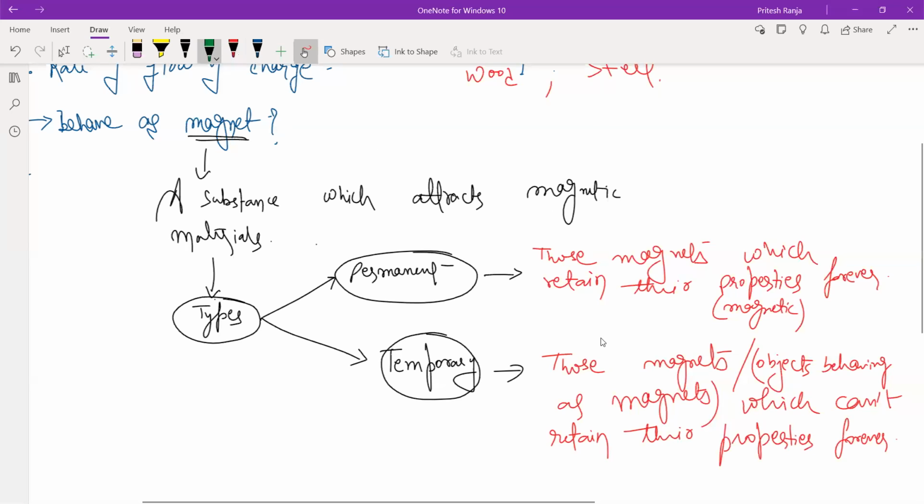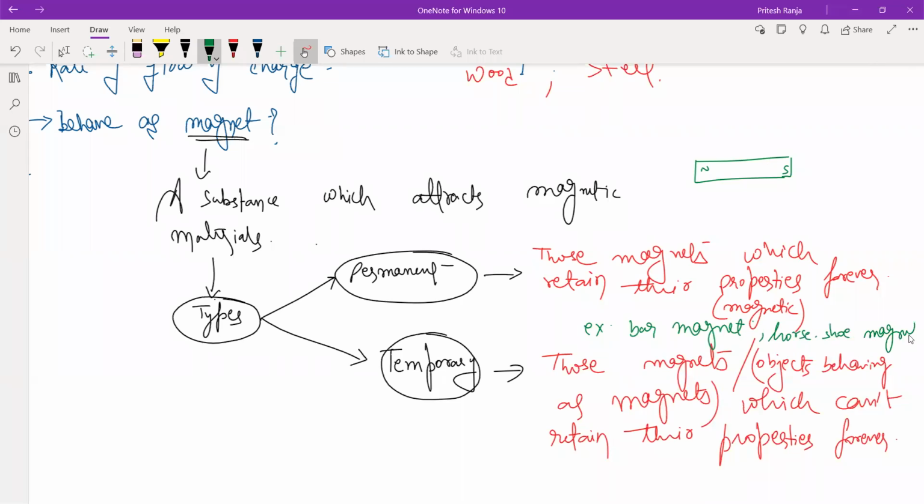Examples of permanent magnet, for example, a bar magnet. You all must have seen a bar magnet. It is a material which has two poles, north and south. Every magnet has two poles. Yes, a horseshoe magnet as well. This horseshoe magnet is like this. We also have a U-shaped magnet. The two poles are here.